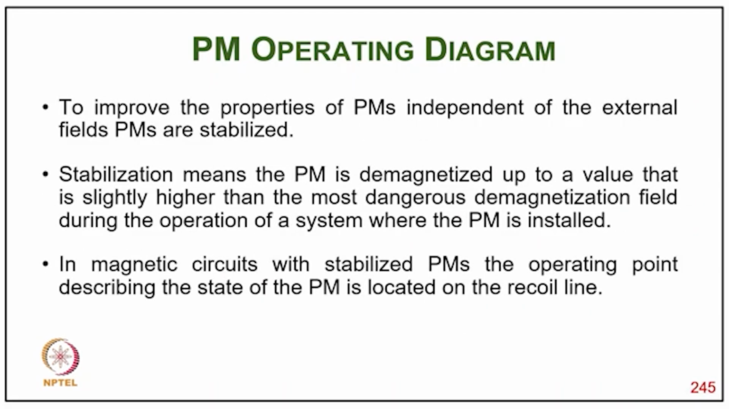So to improve the property of PM, making permanents independent of external field, PMs are stabilized. Stabilizing means the PM is demagnetized up to a value that is slightly higher than the most dangerous demagnetizing field during the operation of a system when the PM is installed. So in a magnetic circuit with stabilized PMs, the operating point describing the state of PM is located on the recoil line.